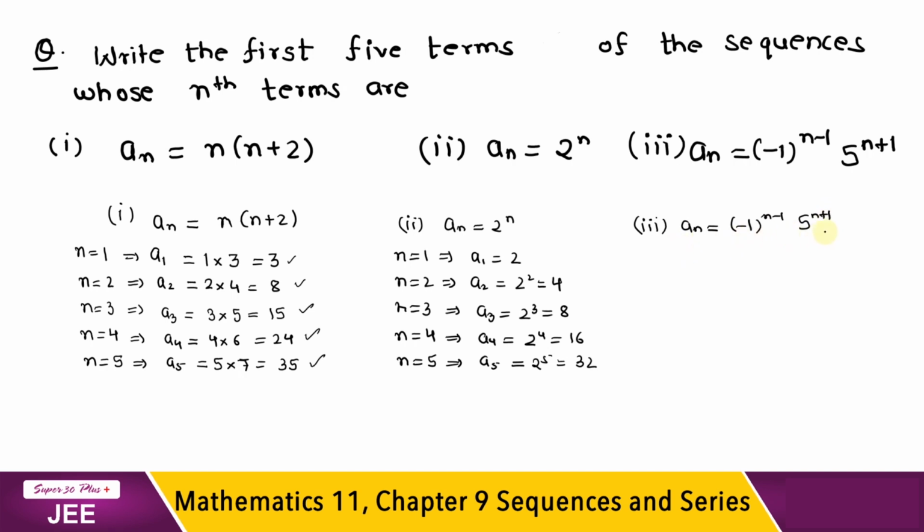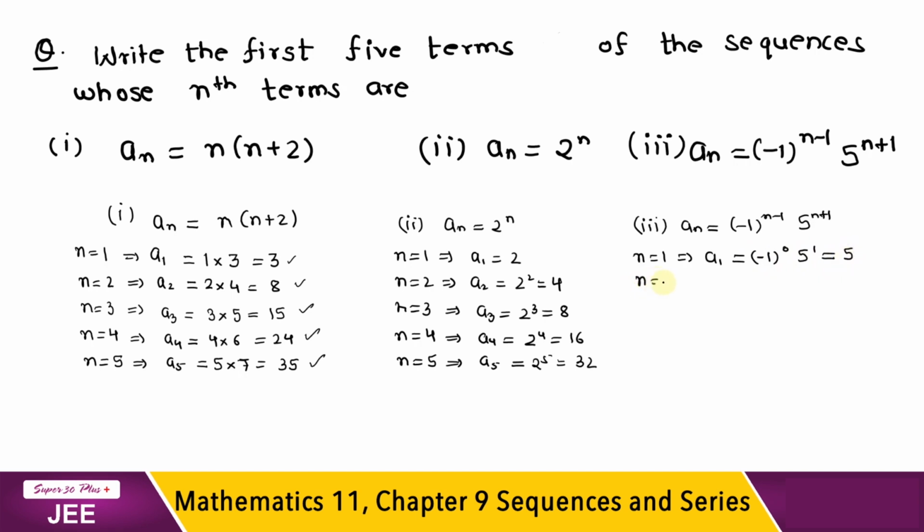Again, for determining the first 5 terms of the sequence, we are going to plug in the values of n from 1 to 5 in the general term in both the sides. So when n is equal to 1, we get the first term as minus 1 raised to the power 0, and 5 raised to the power 1. So this is equal to 5.